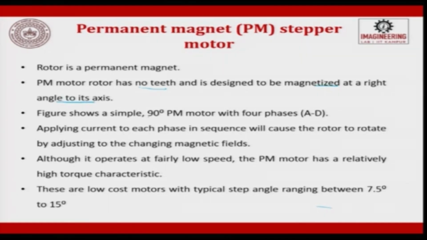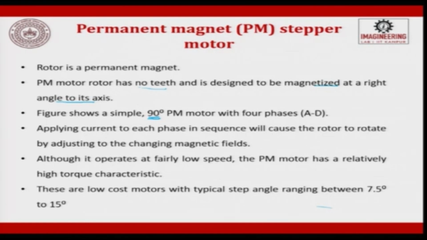So, the figure shows a simple 90 degrees permanent magnet motor with 4 phases A, B, C, D. We will see that in the next slide. Applying current to each phase in sequence will cause the rotor to rotate by adjusting to the changing magnetic field. Very important, to the changing magnetic field.